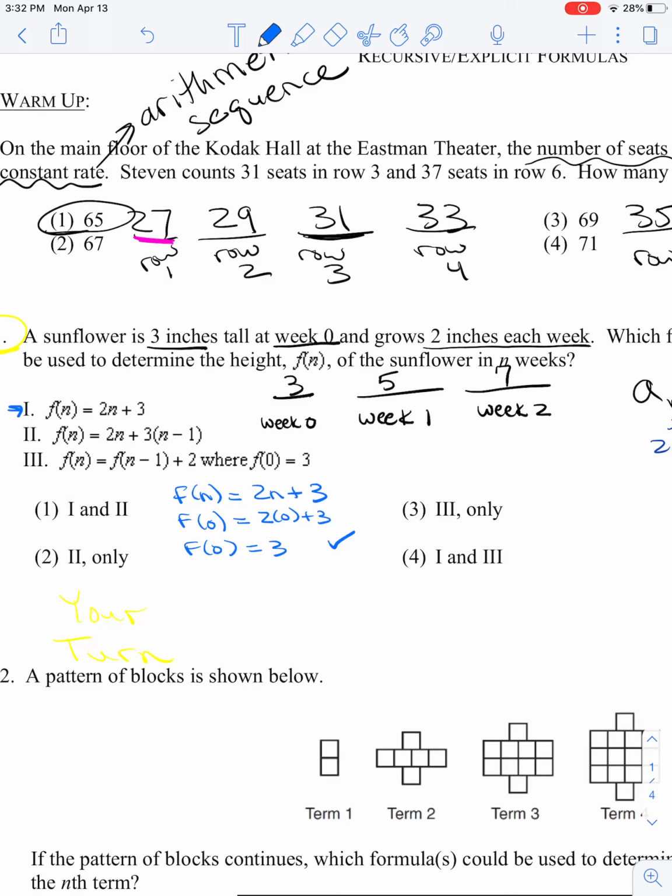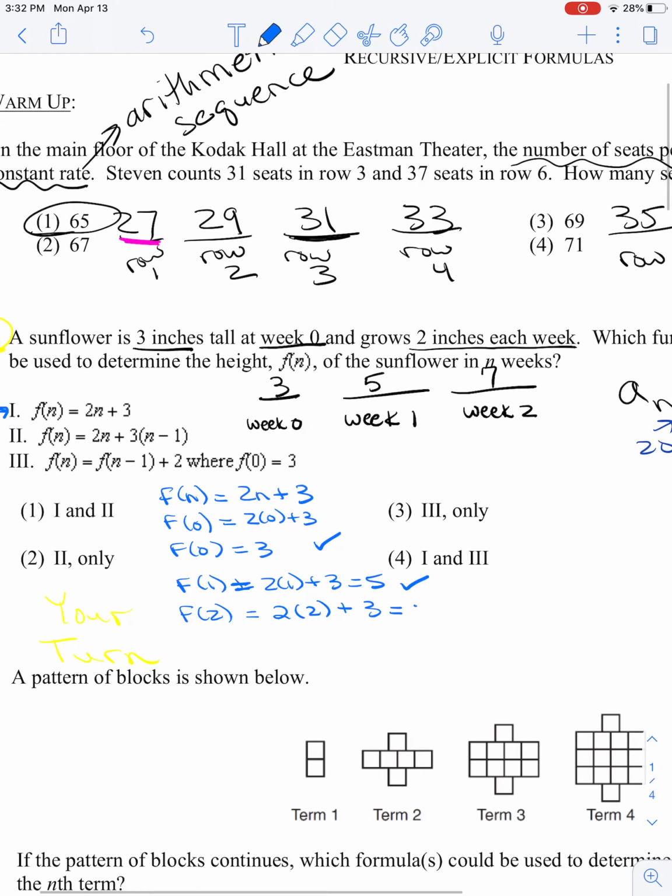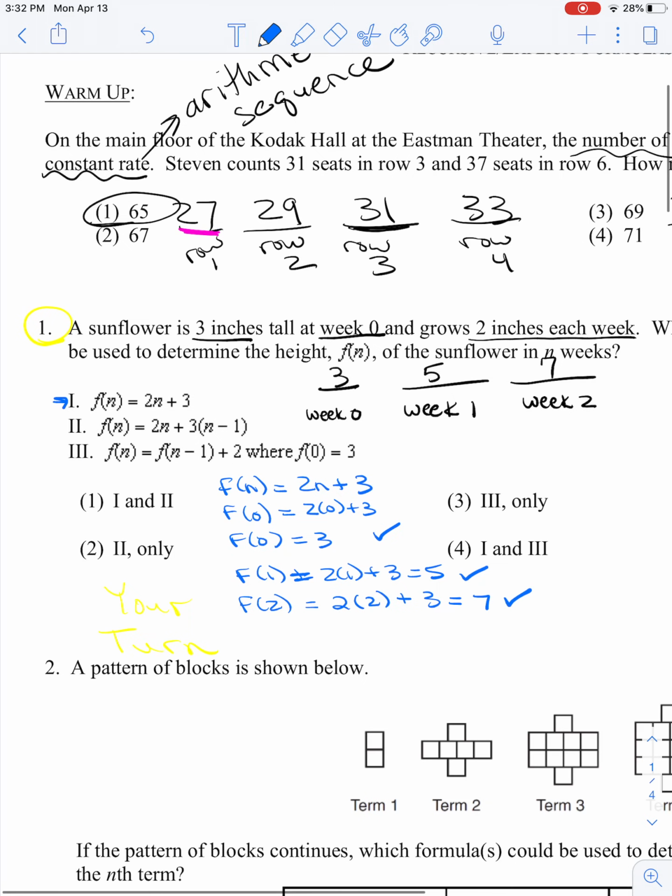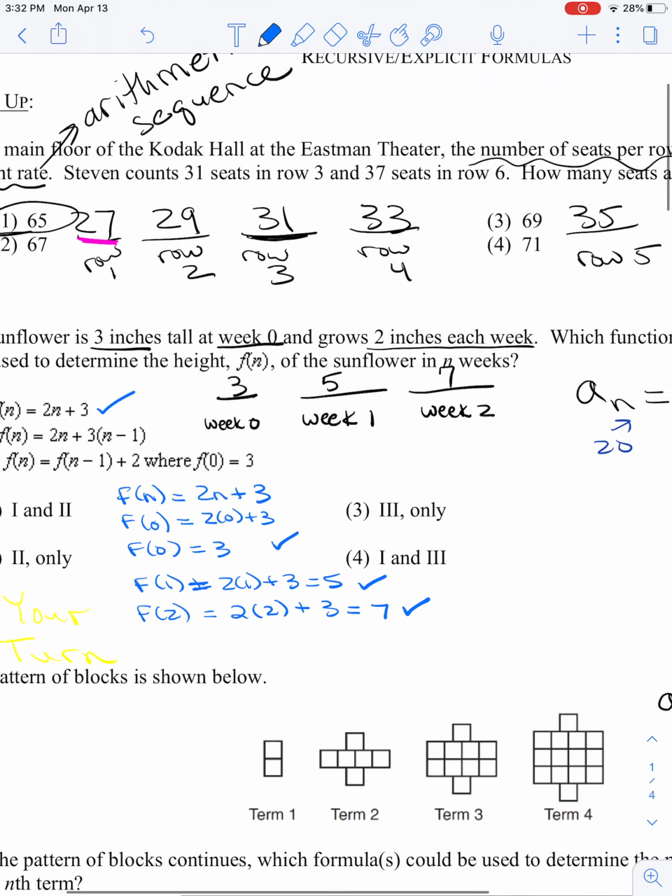Now I'm going to try plugging in a 1 because we know at week 1 we should get back a plant that's 5 inches. So where I see an n in this formula, I'm going to plug in a 1 now. And I get back a 5. So that works. And then I could try 2 if I wanted. Anywhere I see an n, I'm plugging in a 2. So I get 4 plus 3, which is 7. And that works. So choice 1 is good.